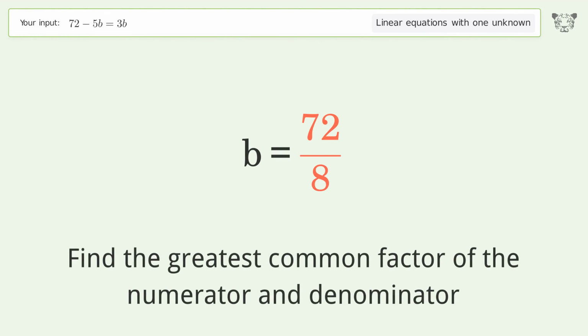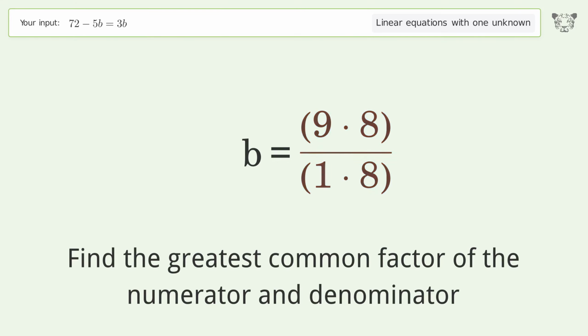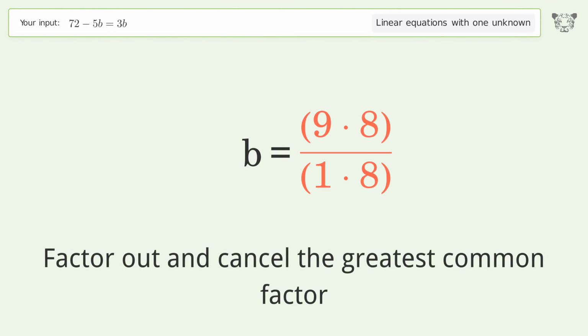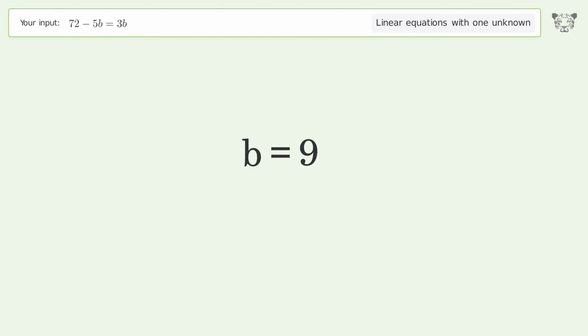Find the greatest common factor of the numerator and denominator. Factor out and cancel the greatest common factor. And so the final result is b equals 9.